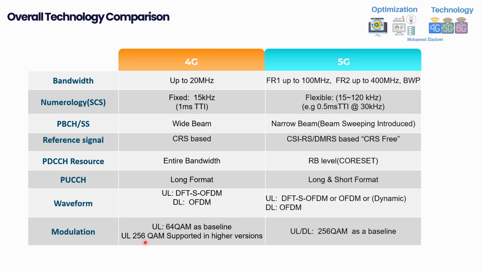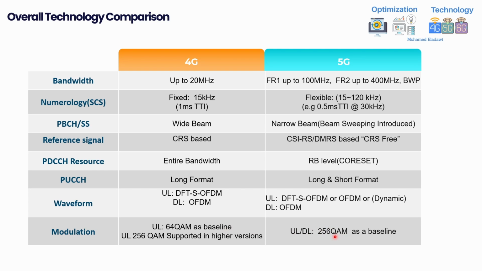The last part in this slide is the modulation. In 4G, the uplink baseline was 64 QAM, but now 256 QAM is supported in 5G in the later versions of 3GPP and also in the later devices. For 5G as a baseline, it's 256 QAM for uplink and downlink.